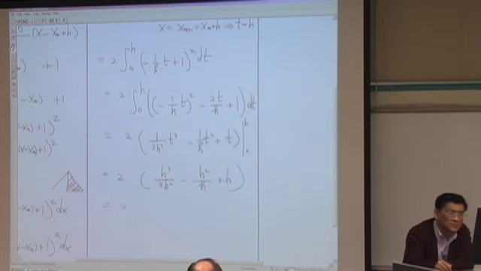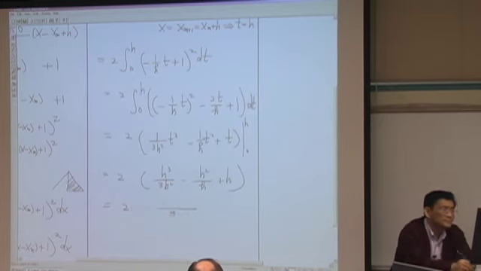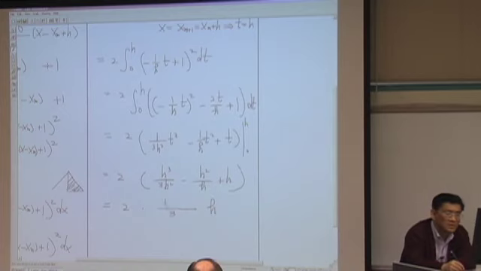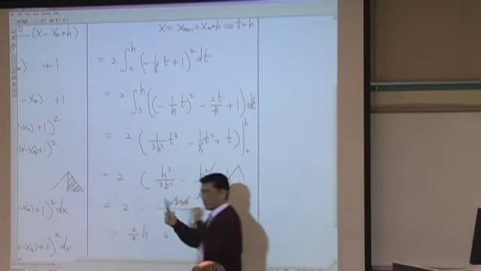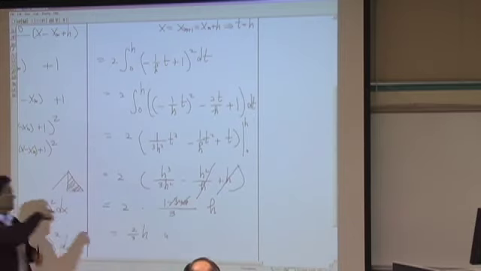The total is 2 times what? 3 is the common denominator, and then h can be extracted too. Then the remaining part is 1 minus 3 plus 3. Oh, you could cancel. So this can be done. Then 2/3 h, right? So depending on the distance h, we may get different numbers. But if h is, for instance, 1, then the integral is calculated.